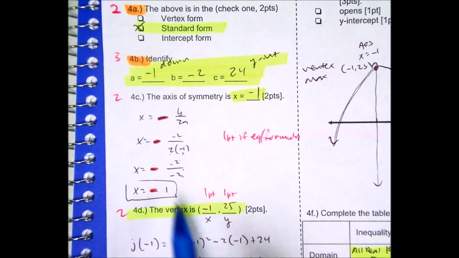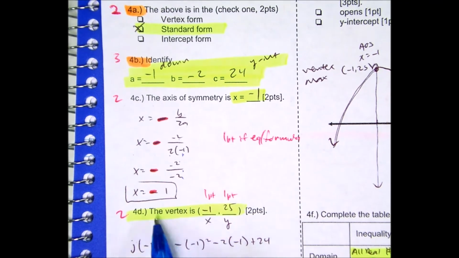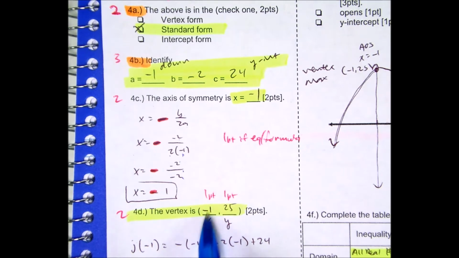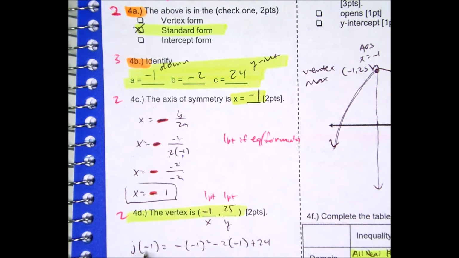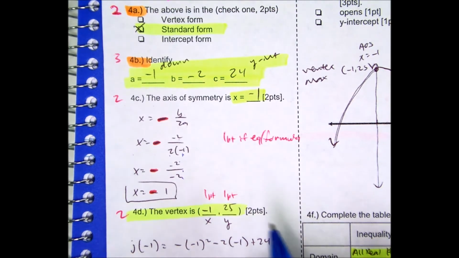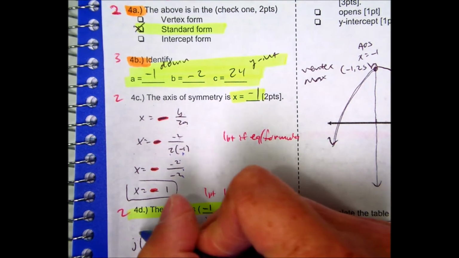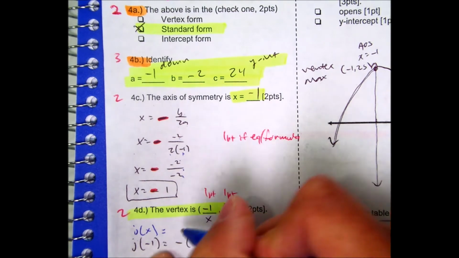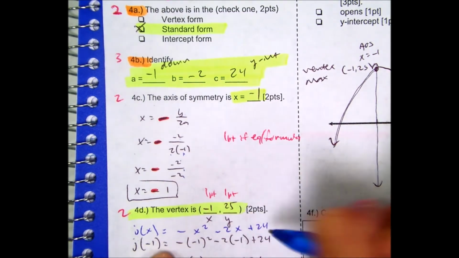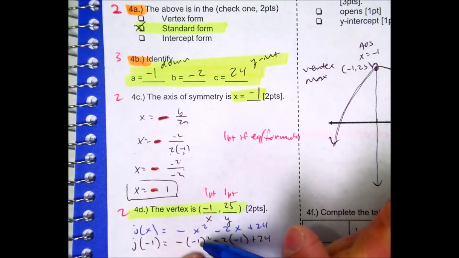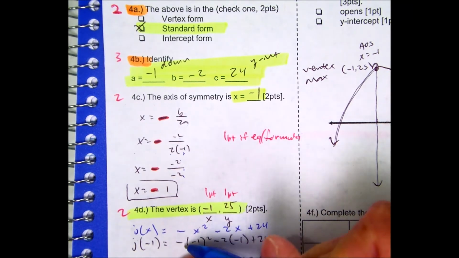You take this number, x equals -1, and you put it in for your vertex, right? That's your x value. To find your y value of the vertex, you're just going to substitute it in. So if you have the equation j of x equals -x squared minus 2x plus 24, every x value I'm substituting as a -1, and when I do that, I'm putting it in parentheses.